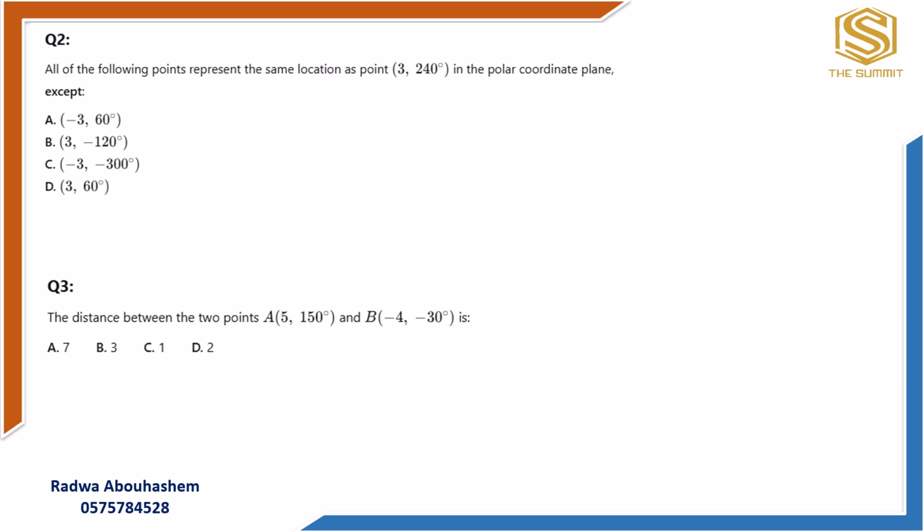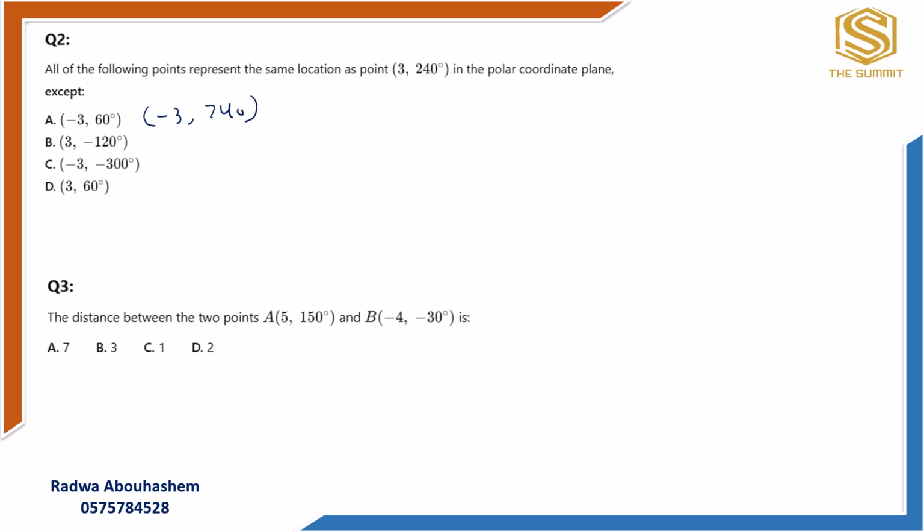All of the following points represent the same location as point 3 and 240 in the polar coordinate plane, except. So let's try the choices here. Or you could try the point itself, but it's favorable to try the choices. Now let's see here, negative 3 and 60. He flips the direction of the radius. So this means I could add 180 or subtract 180. So if I add 180 here, it gives me negative 3 and 240. It's the same.